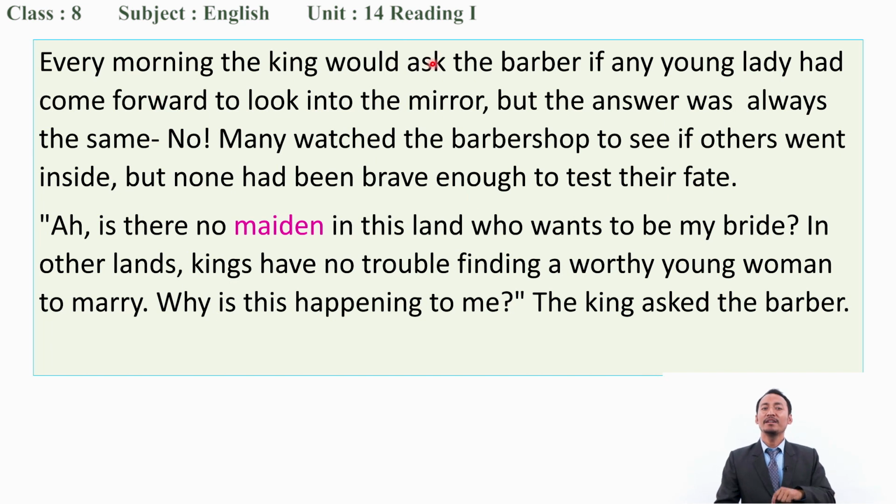Every morning the king would ask the barber, प्रत्येक बिहान he would ask the barber if any young lady had come forward to look into the mirror. कोही young ladyहरू आउनु भयो कि भएन भनेर the king would ask, but the answer was always the same, no. Answer चाहिँ सधैँ के हुने रहेछ? No, आउनु भएन. Nobody came to look into the mirror. Many was the barber shop to see if others went inside.